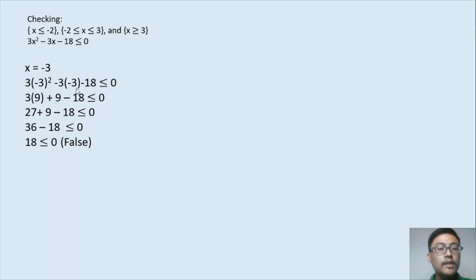So, negative 3 squared is 9 times 3 is 27. Negative 3 times negative 3 is positive 9 minus 18.